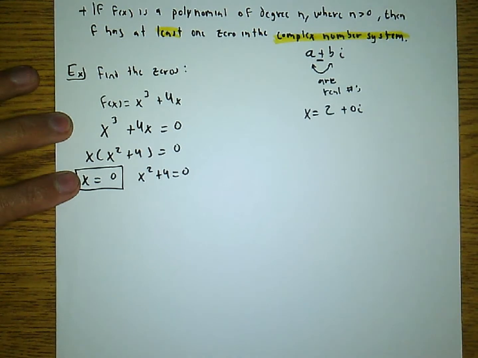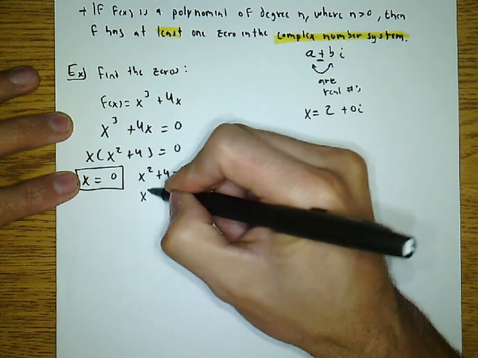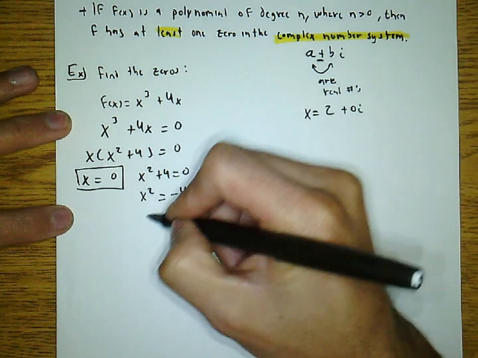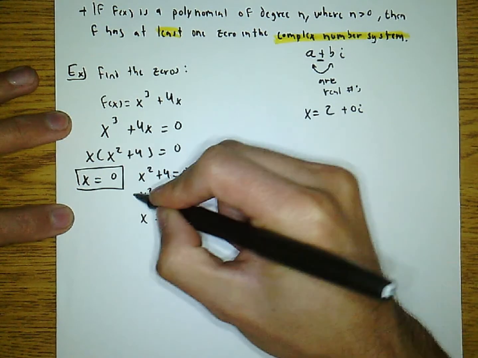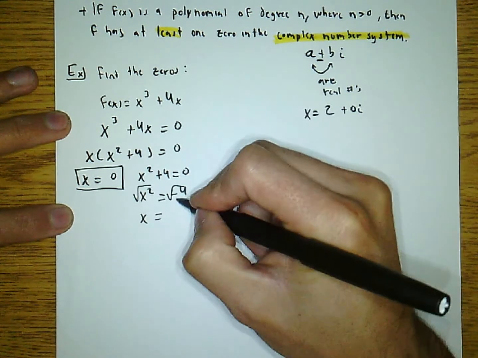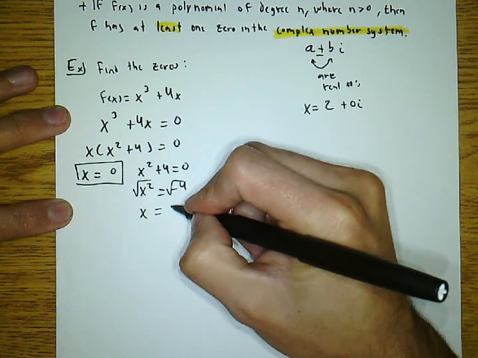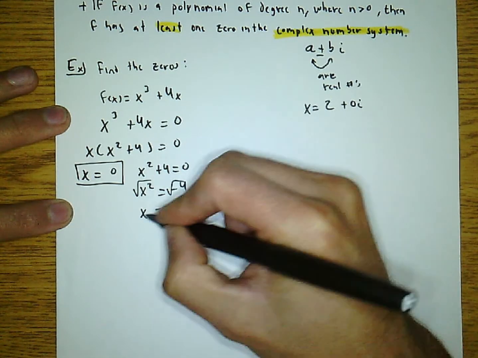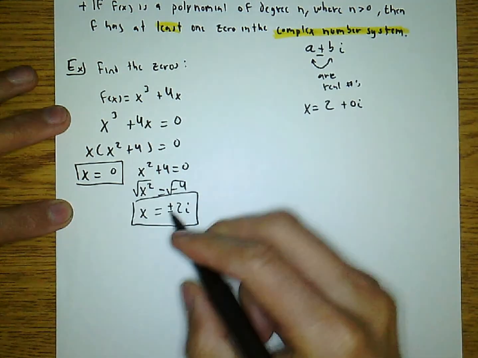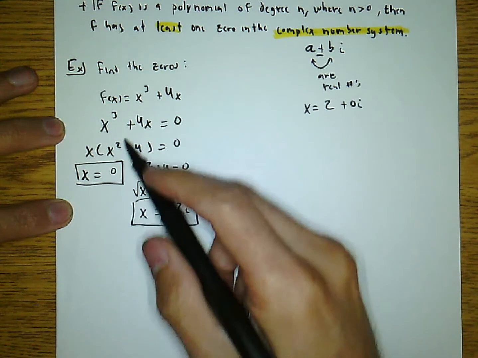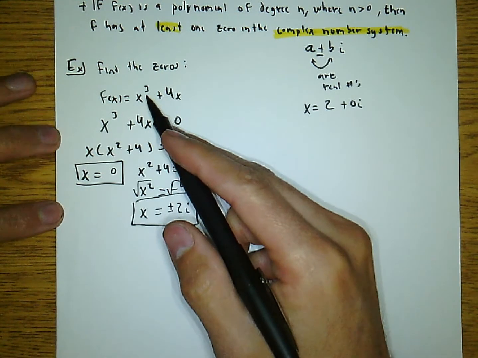This number 0 can be written as 0 plus 0i. Now this one, I can subtract the 4, which should give me x squared equals negative 4. And then I can take the square root of both sides, and the fact that I have a negative means this is going to be imaginary. The square root of negative 4 will be plus or minus 2i. So that tells me that I have 2 more zeros, and then this one would be 3. So this one happens to have exactly 3 zeros.